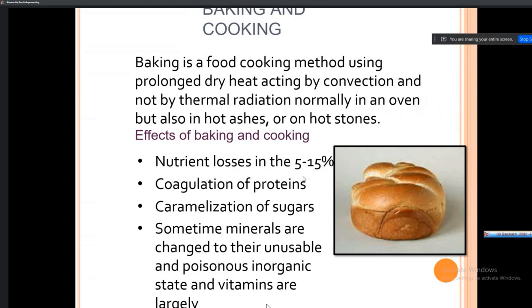Then baking and cooking. Let's go to the bread making process. During the baking process, there is loss of nutrients up to 5 to 15%, and coagulation of proteins, that means denaturation of proteins, and caramelization of sugars. This caramelization means the soluble sugar in bread becomes a bit dark, that forms into caramel color.